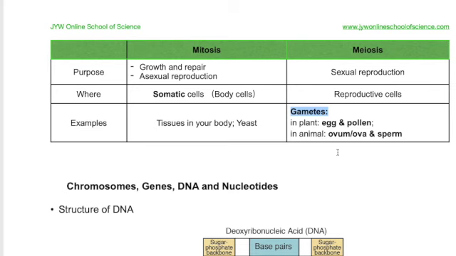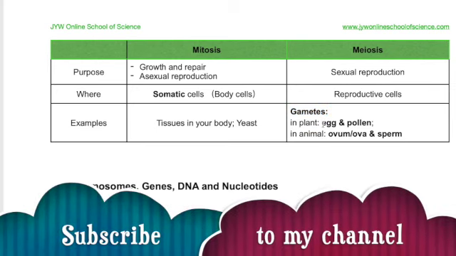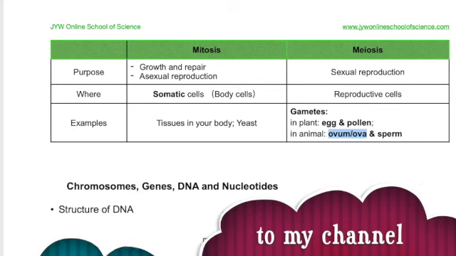So in plants, we produce eggs and pollen, whereas in animals, we produce ovum or ova and sperm cells.